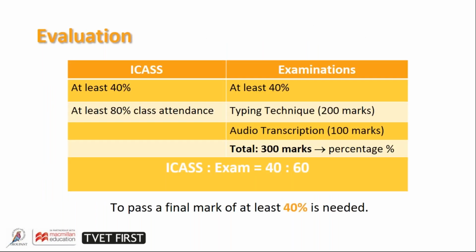So your evaluation, it's 40%. Your typing technique in your examination is 200 marks. Your audio transcription is 100 marks. And then your ratio for your ICAS 2 exam is 40-60. As you know, only 40% is needed to pass the subject.